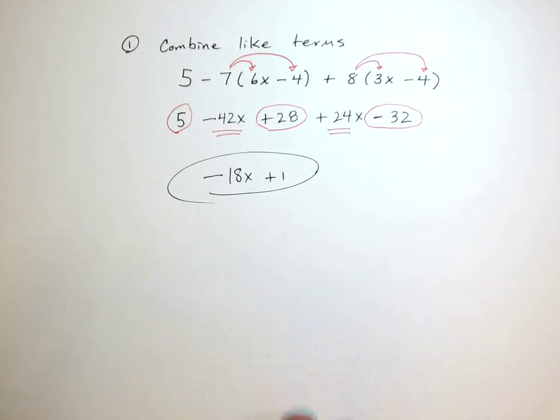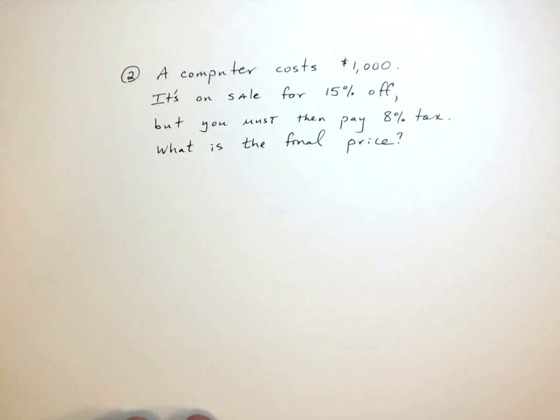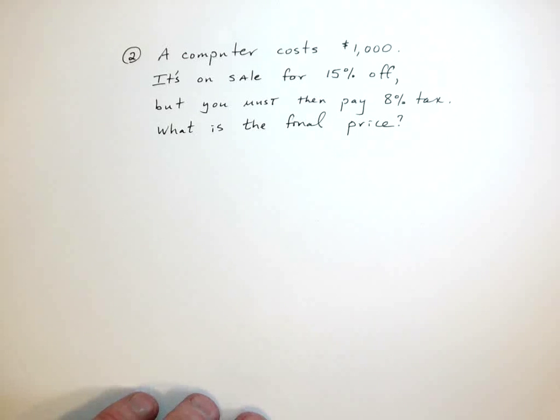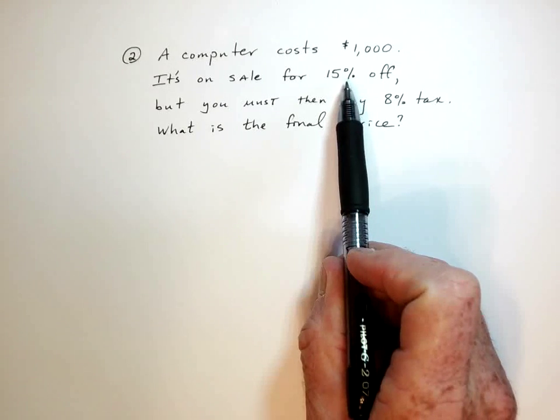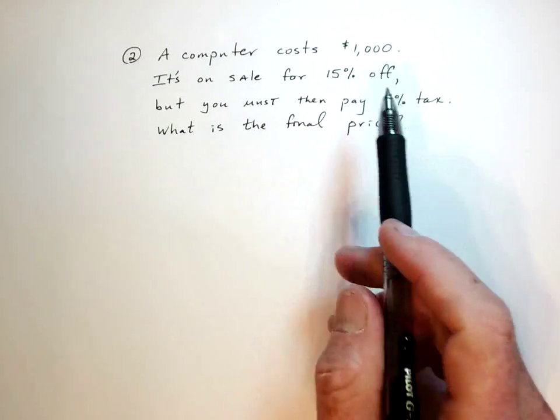On to number 2. So this computer costs $1,000. It's going to be 15% off, and then after that you have to pay 8% sales tax. So I'm going to do this in 2 steps. First of all, take 15% off.